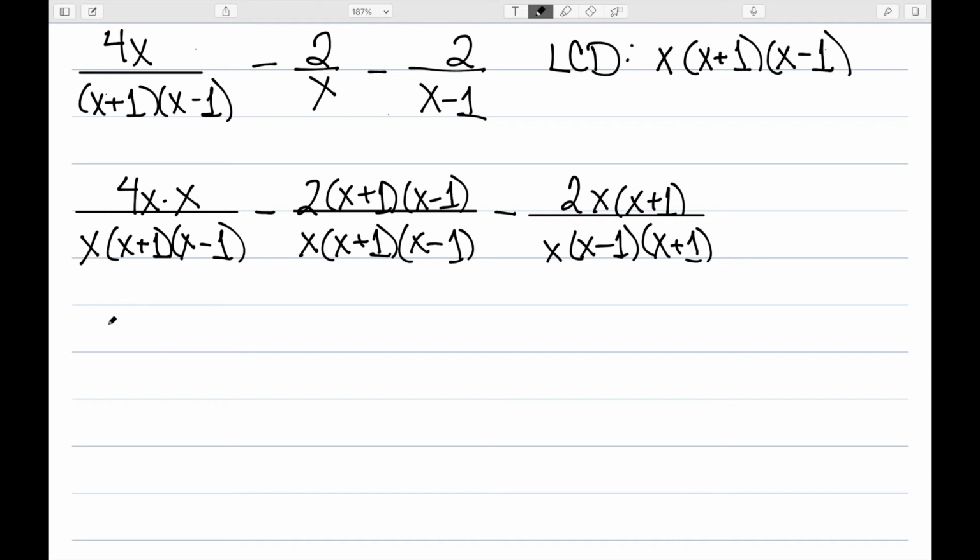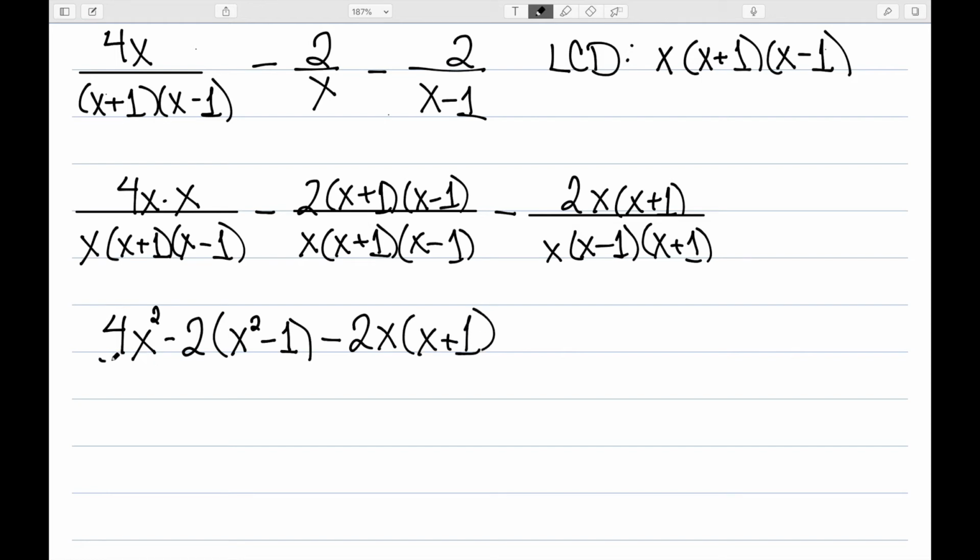We can now look at combining the numerators since our denominators are the same. I have 4x squared minus 2 times, I'm going to go ahead and distribute out these parentheses to get x squared minus 1. Minus 2x times x plus 1. All over my common denominator, x plus 1, x minus 1.